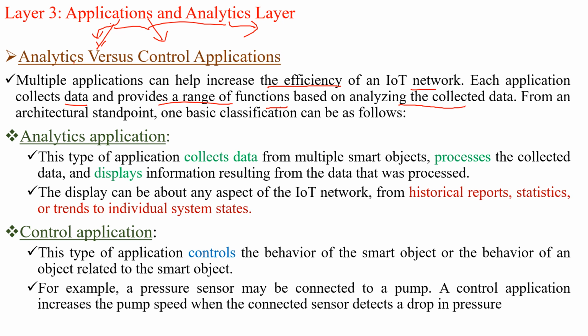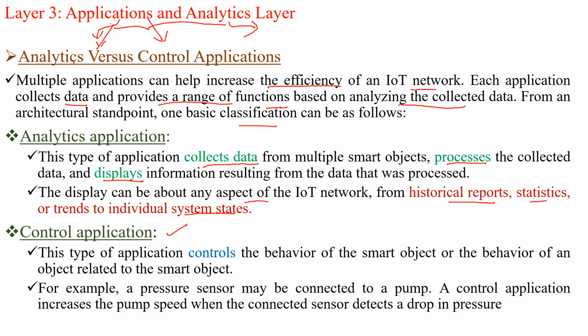From an architectural standpoint, there is one basic classification. Analytics is nothing but processing of the data, right? So the analytics application is processing the data. This type of application collects the data from multiple smart objects, processes the collected data and displays information resulting from the data that was processed. The display can be about any aspects of the IoT network, from historical reports, statistics or trends to individual system states.